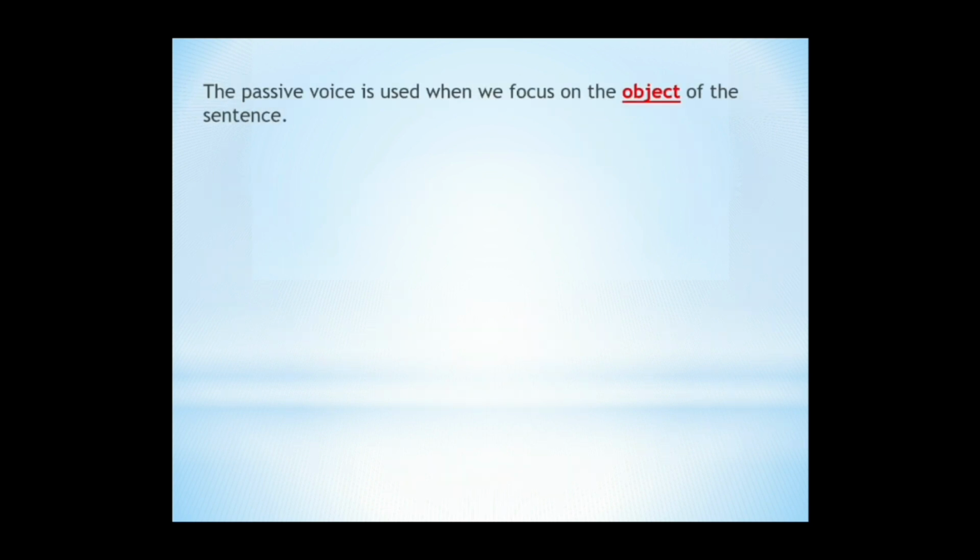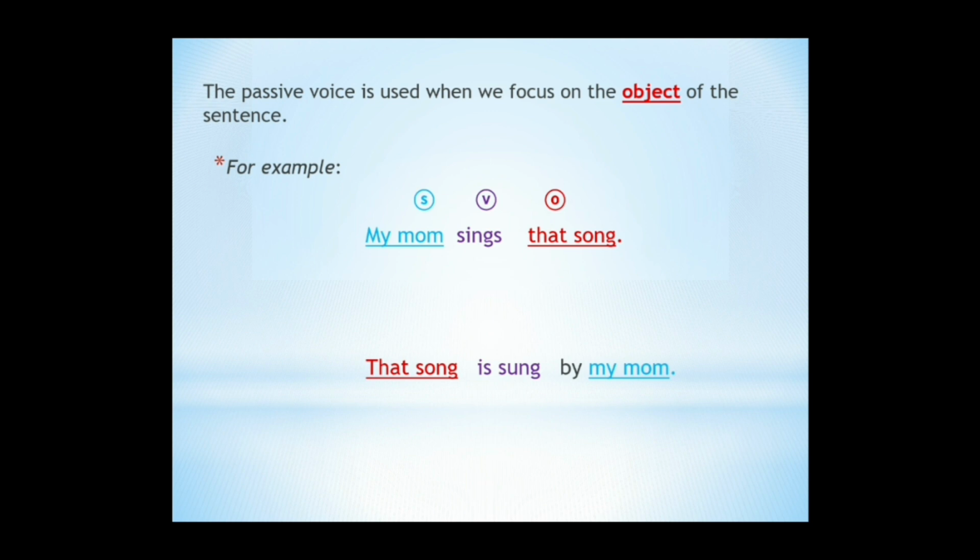The passive voice is used when we focus on the object of the sentence. Let's have some examples. My mom sings that song. My mom is the subject, sings is the verb, that song is the object. And this is a normal active sentence. To change this active sentence into a passive sentence, we are going to focus more on the object, which is that song. So we're going to start with that song. Then we put the verb: is sung by my mom. As you can see, my mom here, which is the subject, came at the very end of the sentence.